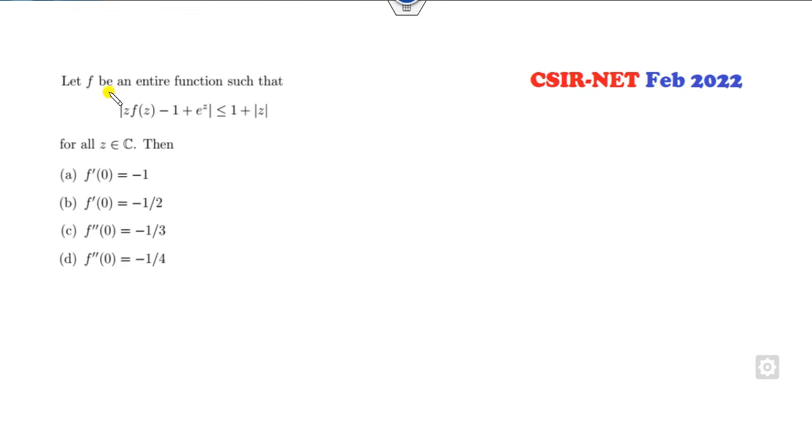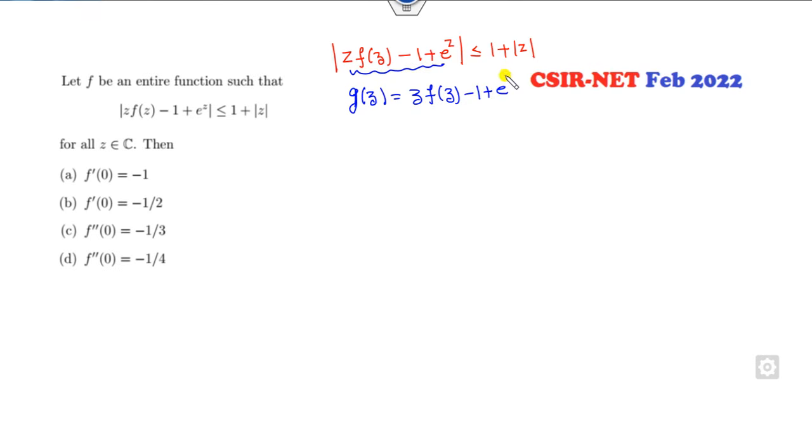Okay, look at this one. f is an entire function such that this value is less than this. Fine. Then I can consider this function as, say, my g. Now in order to find the value at the point 0, what is my g(0)? It is 0. Fine. f is an entire function, so what is the meaning of that? g is an entire function.